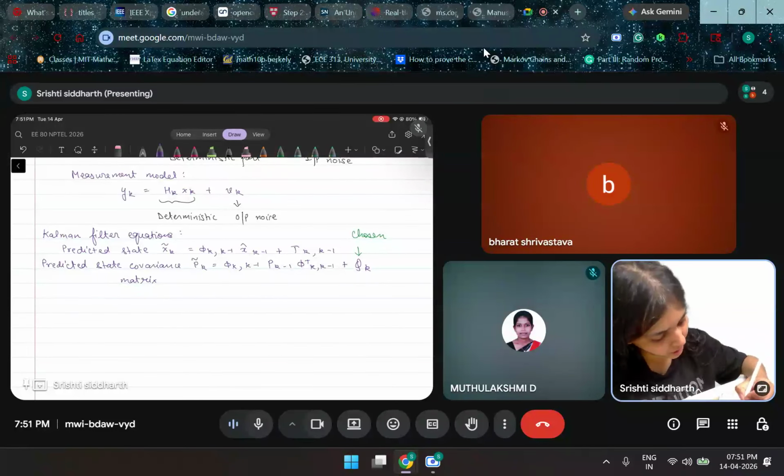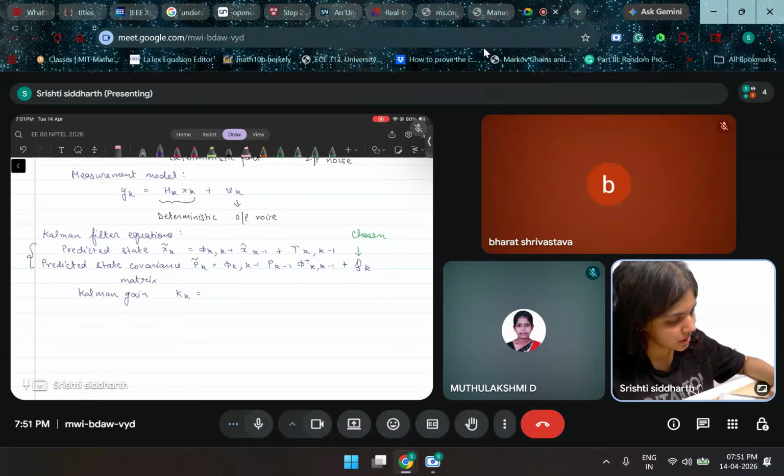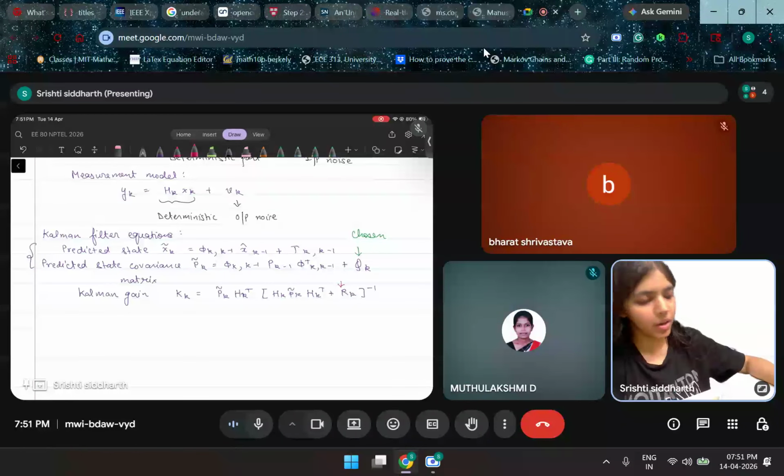Okay, then we find the Kalman gain. This was the prediction stage. The Kalman gain K at time instant k is P tilde k Hk transpose, this is from the measurement, times Hk P tilde k Hk transpose plus Rk, inverse. So how should we choose Rk such that we have an inverse of this matrix? This is chosen.